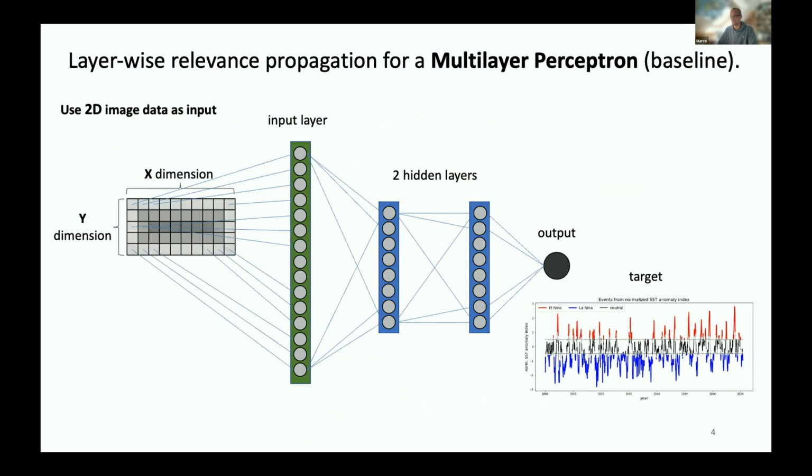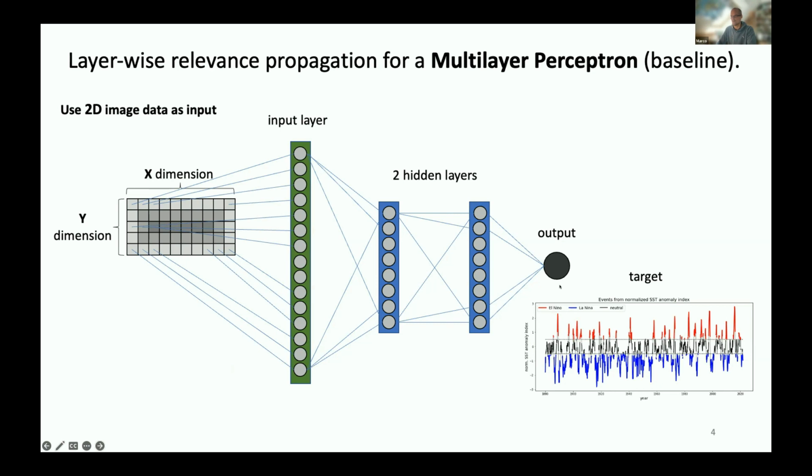So the first step is that we need a benchmark, or kind of a baseline model, and we use a multi-layer perceptron for this case. To use 2-dimensional image data as inputs, we just connect each grid point to an input unit. That gives us a huge input layer. We have 2 hidden layers in between of 8 units, and then 1 output unit that predicts the final model output trained on the target value.